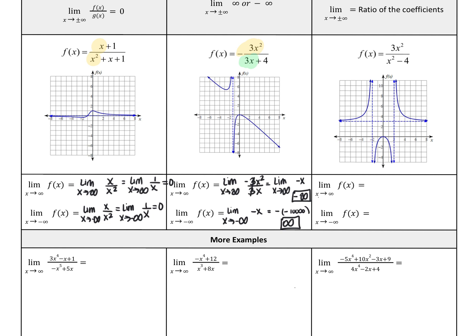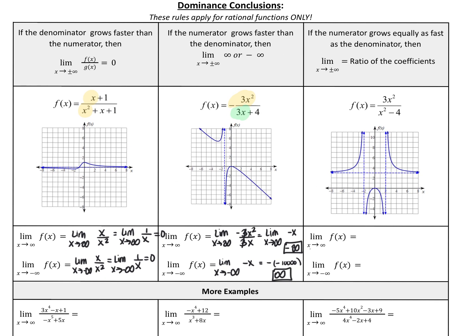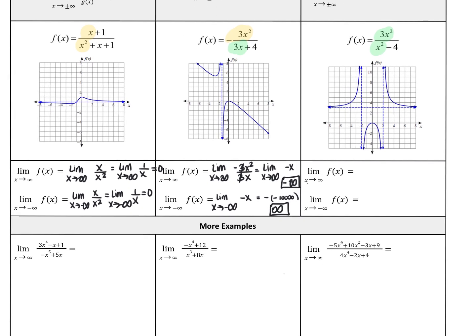Okay? And then the last one is this ratio of the coefficients. So what we could do when we have that is when the numerator and denominator grow at the same pace, meaning they have the same power. So we're going to take just the top, the 3x squared, and the x squared minus 4. So we're going to take the limit as x approaches infinity of 3x squared over x squared. Notice the x squareds can cancel. So we have the limit as x approaches infinity of 3. And the limit of a constant is itself.